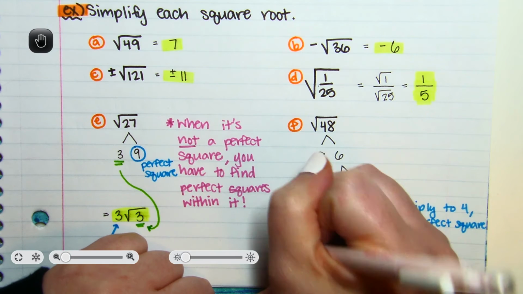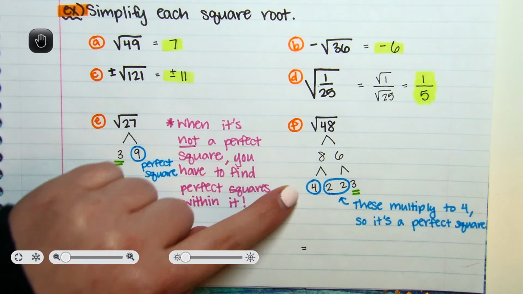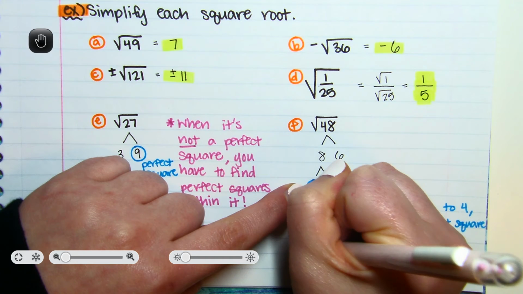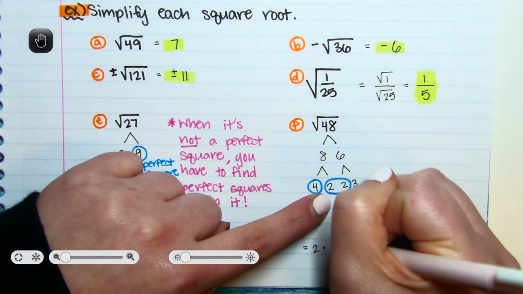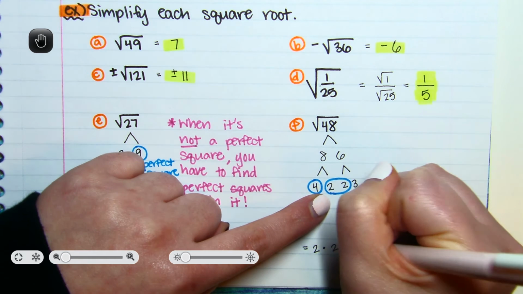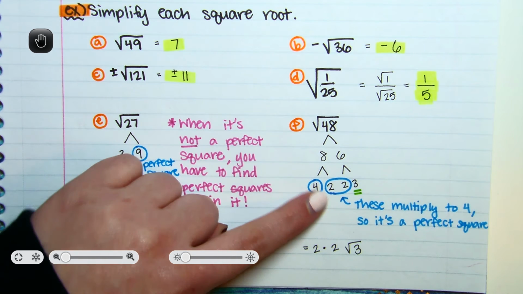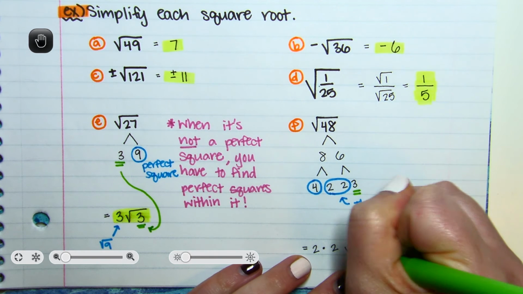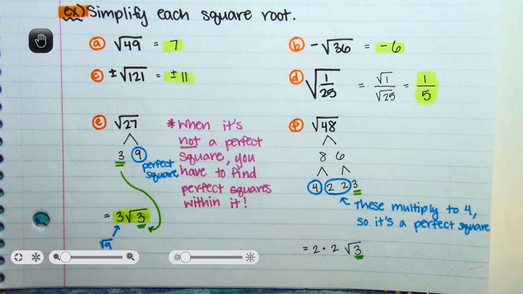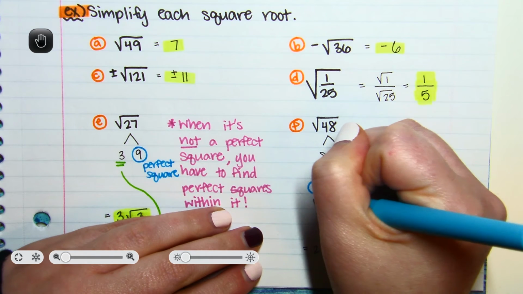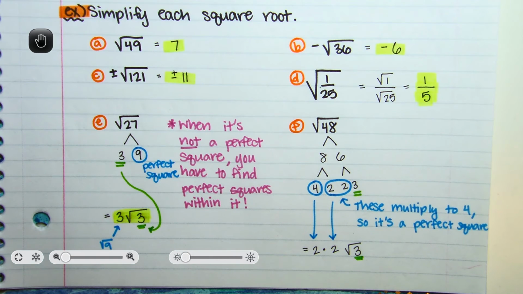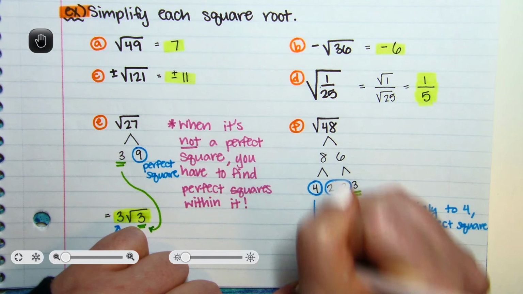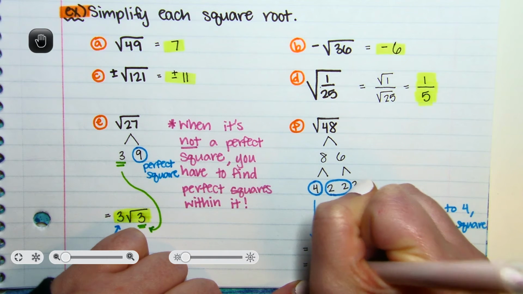So when we write our answer, the square root of 4 is 2 times the square root of 4 again is 2. And then what's left underneath the radical is the 3. So this 3 is the leftover. And then this 4 gives me one of the 2's, and then the other one gives me the other 2. So my final answer will be 4 rad 3.